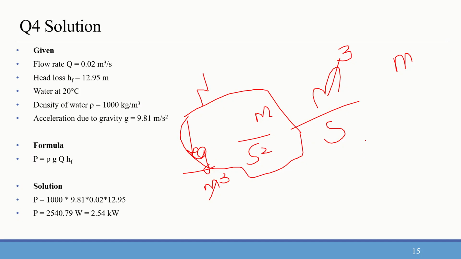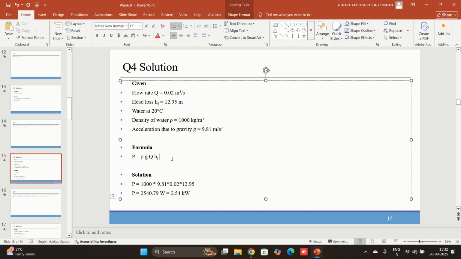Okay. This second square went right. I'll write units here. Units.